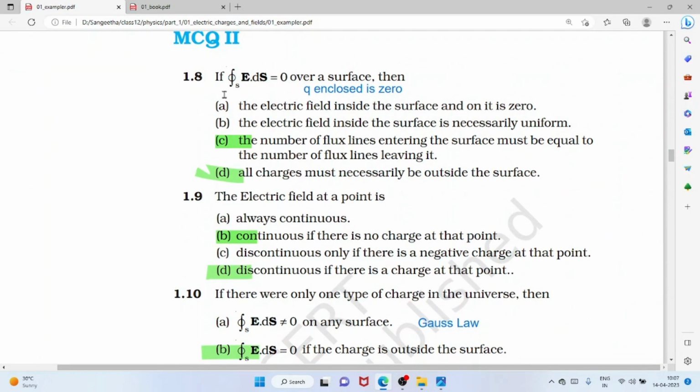The integral of E dot dS equal to 0 over a surface means Q enclosed will be 0, that is Gauss law. The number of flux lines entering the surface must be equal to the number of flux lines leaving it. This one is correct. All charges must necessarily be outside the surface, because here we are saying 0, that means there is no charge inside.